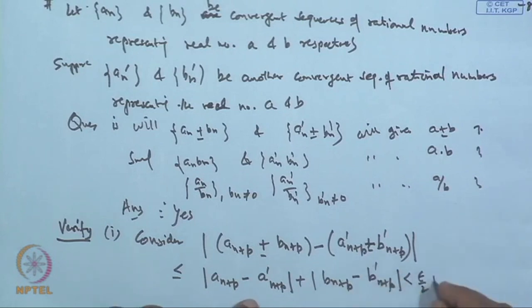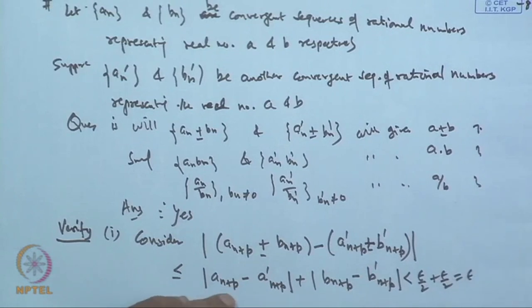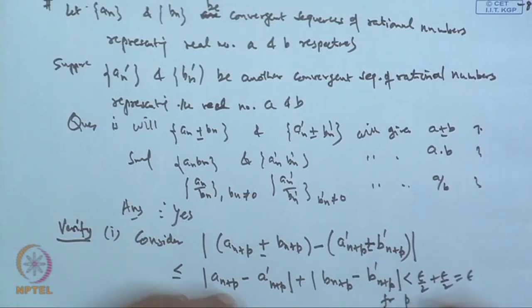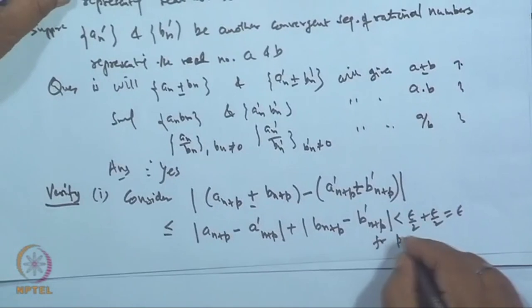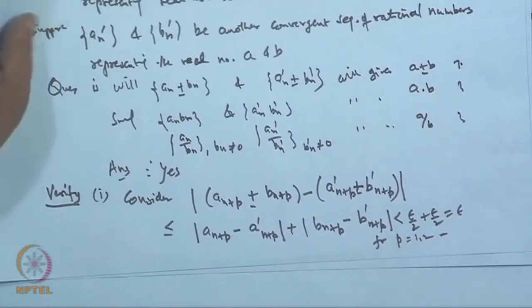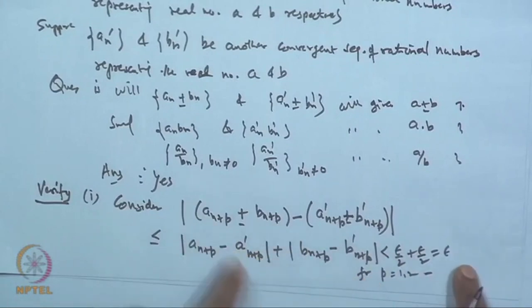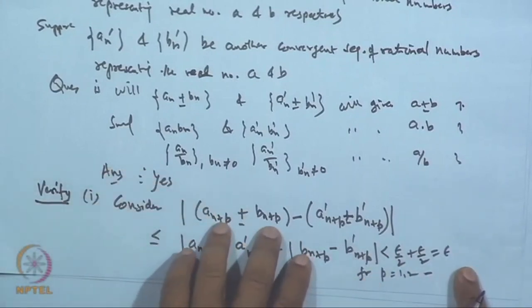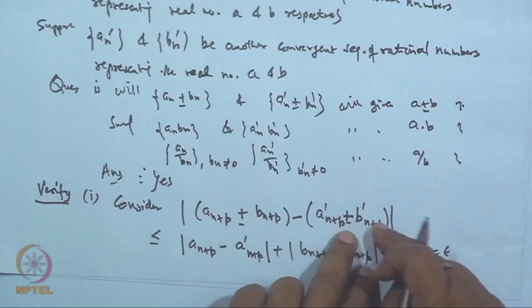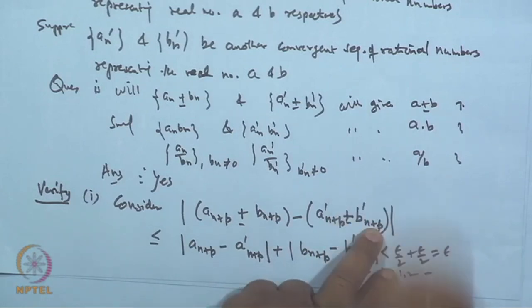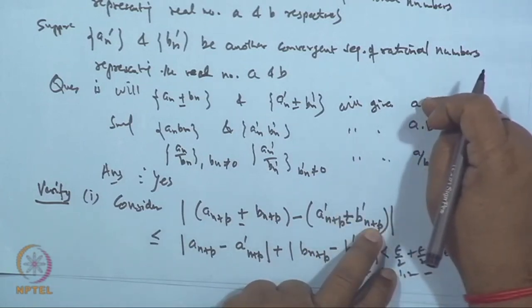Similarly, this difference can be made as small as we please, epsilon by 2. So, the total is epsilon for all p, for p equal to 1 to 3. So, what does this show? This difference is less than epsilon, which means the sequences a n plus b n and a dash n plus p b dash n plus p will give the same number, and that number is nothing but a plus b.